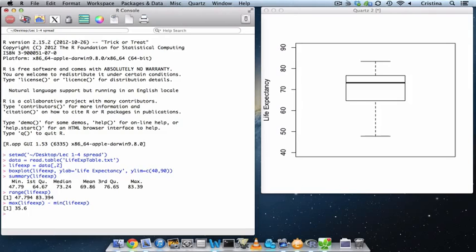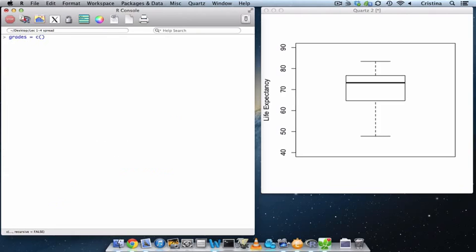The second measure of spread we learned was the interquartile range, or IQR, which was the difference between the third quartile and the first quartile. We can do this directly with the IQR command to obtain an IQR of 12.